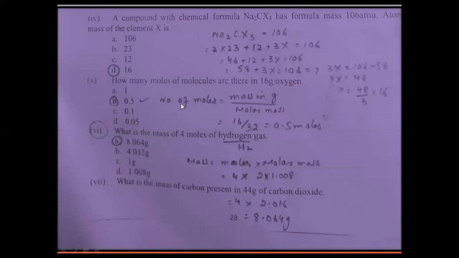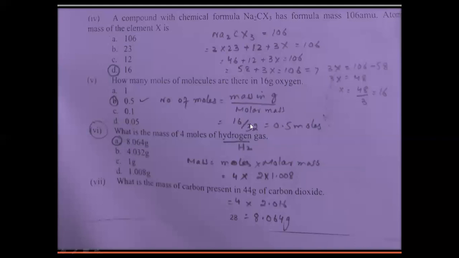Coming to the next one: how many moles of molecules are there in 16 grams of oxygen? As you have to find the number of moles, the formula is number of moles equals mass in grams over molar mass. Mass in grams given is 16 grams, and the molar mass of oxygen, O2: one oxygen is 16 and there are two oxygens, so into 2 is 32.